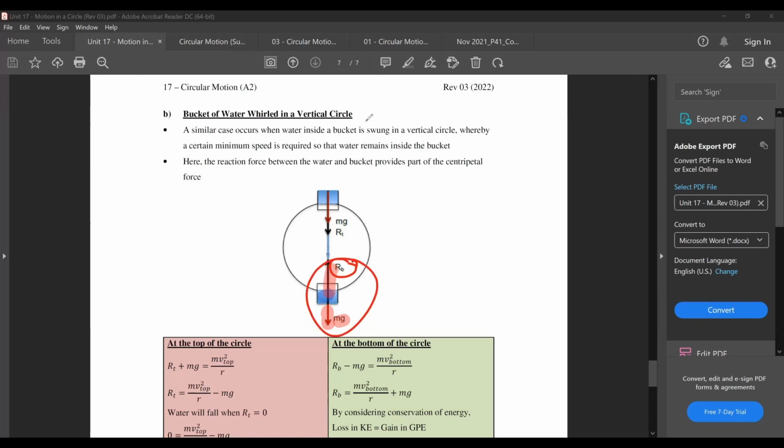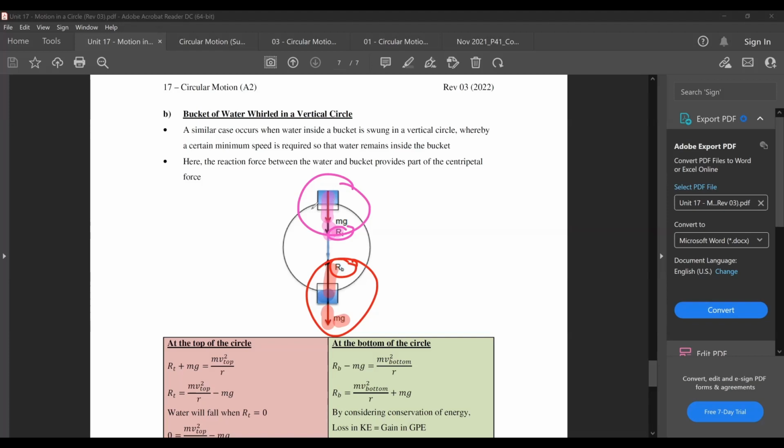Now, when you go upwards over here, you still have your mass, you still have your weight acting downwards, and you also still have your reaction force. But this time your reaction force is downwards. Okay, now the reason is because of this. You know that Newton's first law tells you that any object that moves will have a tendency to continue in its state of motion, or to continue to move in a straight line. So that one is what we call inertia.